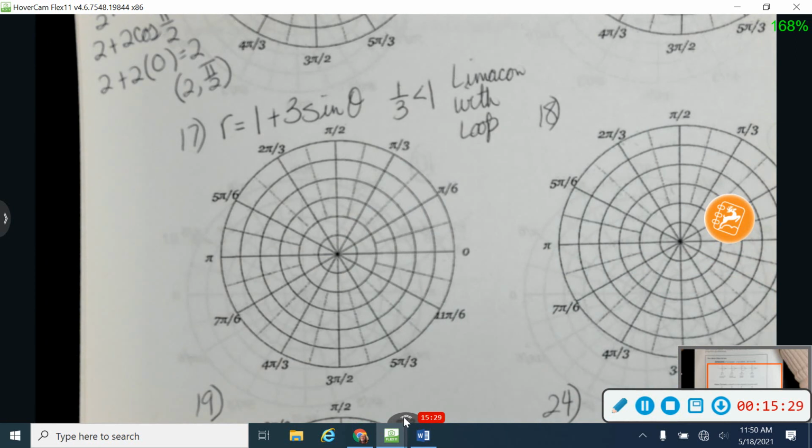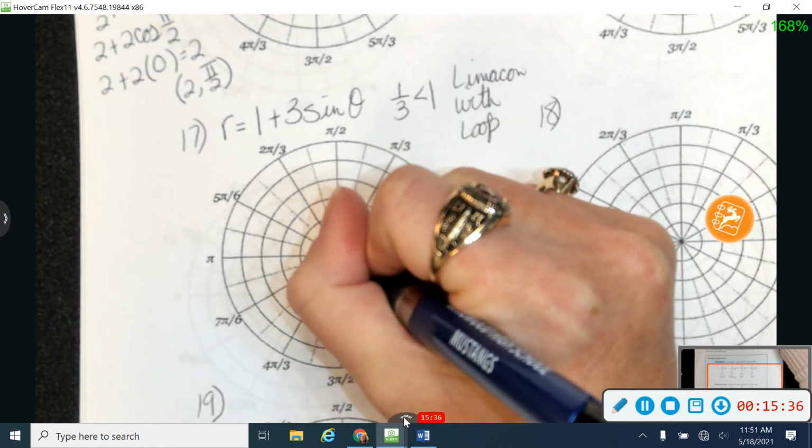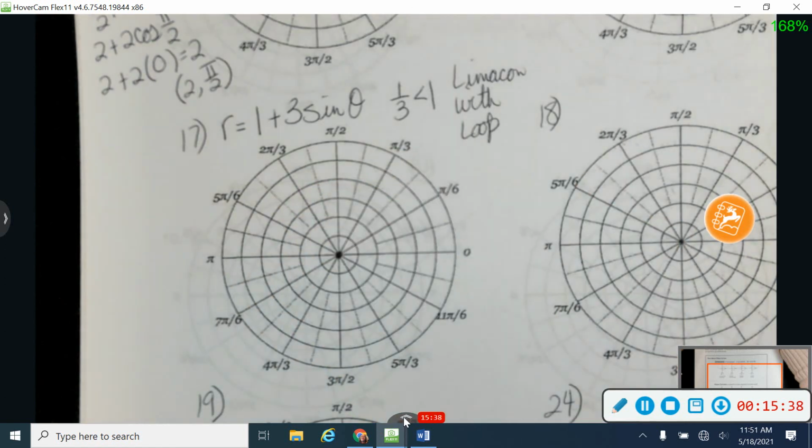So use your quadrantals. Limaçons with loops also go through the pole, so you will definitely have a point at the pole. Use those quadrantals and see if you can find your limaçon with a loop. Got to find the length of that loop this time.